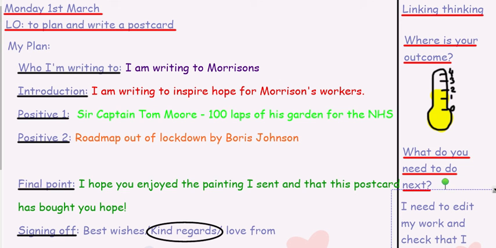Your next step could be that you need to check that you've used capital letters, full stops, finger spaces. You can also think back to your target that you set yourself before half term. It might be a learning journey target, and that's what you could work on.